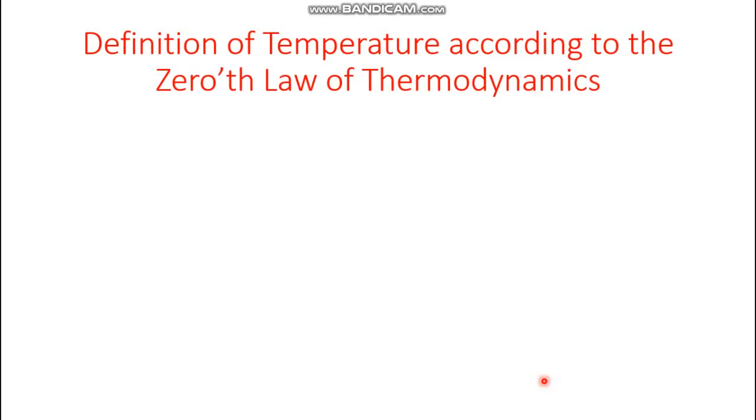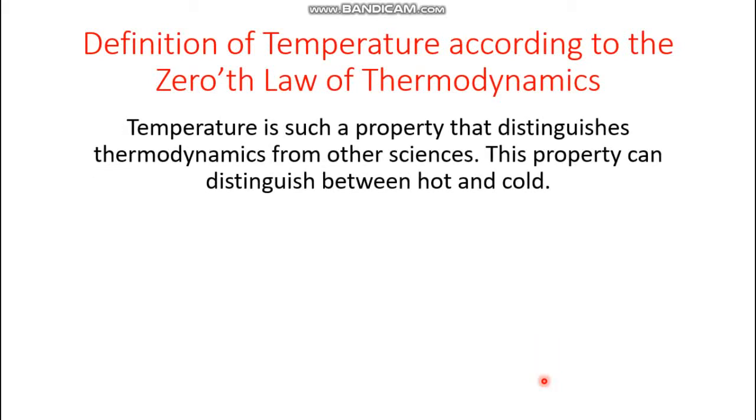So temperature is such a parameter which actually differentiates thermodynamics from other sciences. That is why we have to define this parameter, temperature, from the perspective of the zeroth law of thermodynamics. Temperature is such a property that distinguishes thermodynamics from other sciences. This property can distinguish between hot and cold. So we definitely have to define temperature from the perspective of the zeroth law.